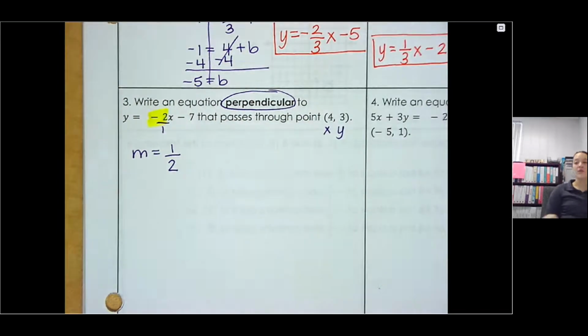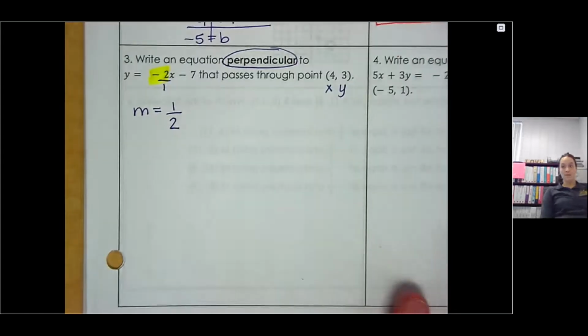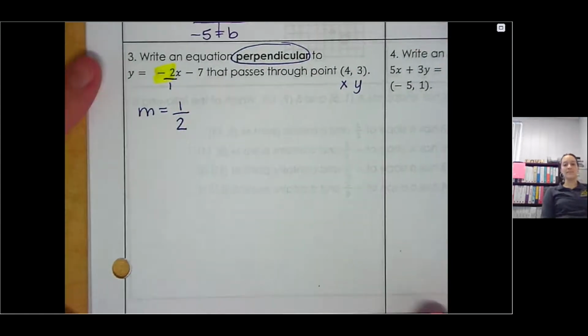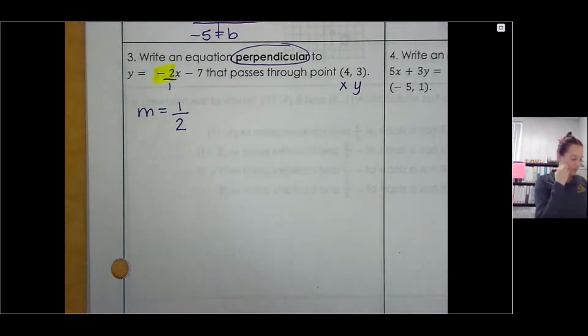I'm gonna give you 4 minutes. I want you to do 3 and 4. They're exactly the same. It's just perpendicular. All right, 4 minutes. Ready, go. And then once you got your answers, check with the people next to you.